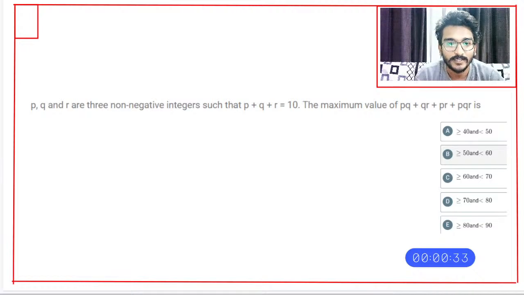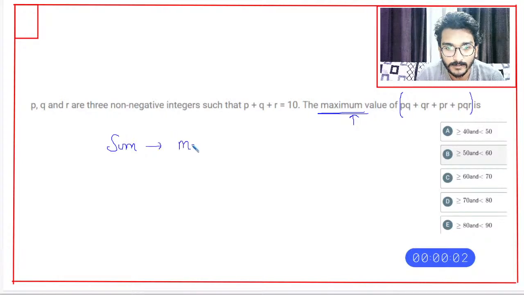All right, so let's start the question. In this particular question, we are given three non-negative integers and their sum equal to 10. We have to maximize this particular value. The best approach for such a question is, whenever there is a case like maximum, the sum is always maximum and the product is always minimum.